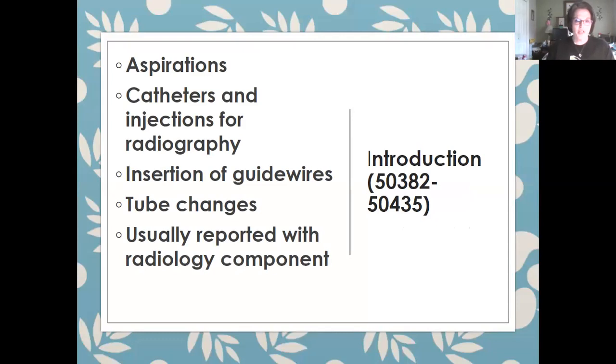Aspiration, catheters, injections, and radiography, insertion of guide wires, tube changes, usually reported with the radiology component. Those are all introductions. These category codes include extensive notes, which should be read by coders before they code in this area.